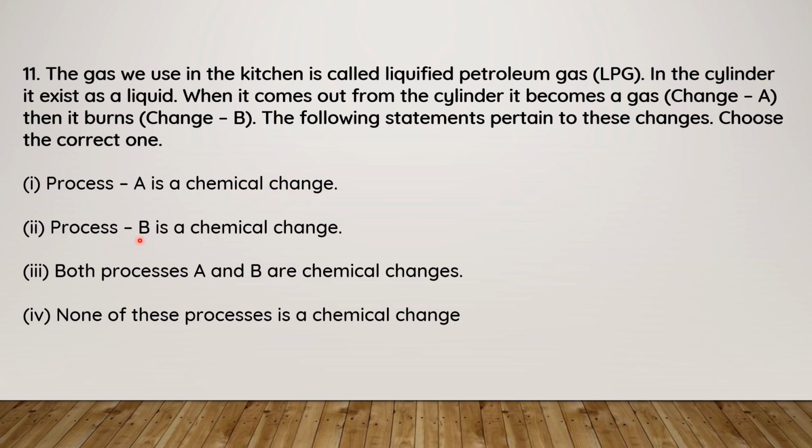Next one, process B is a chemical change, burning. You know that burning is a chemical change. So this statement is correct. Second one, both processes A and B are chemical changes. Wrong. None of these processes is a chemical change. That is also wrong. So which is the correct one? This one. Process B is a chemical change. That is the correct one that you can mark in your textbook.